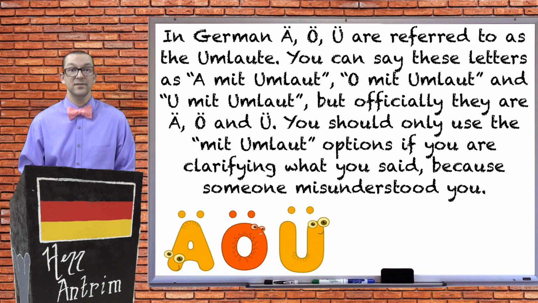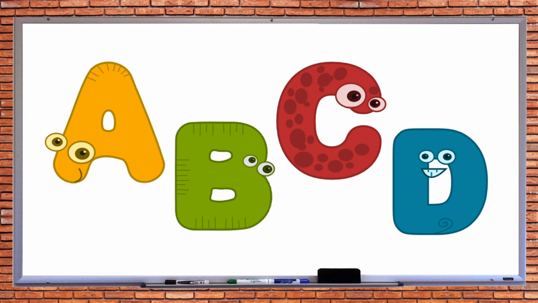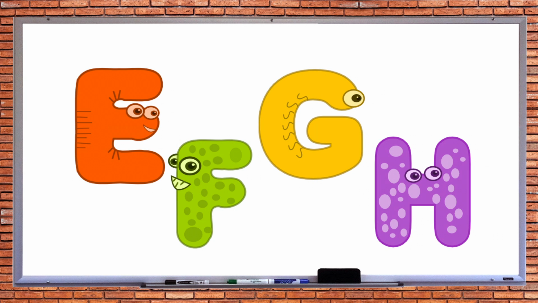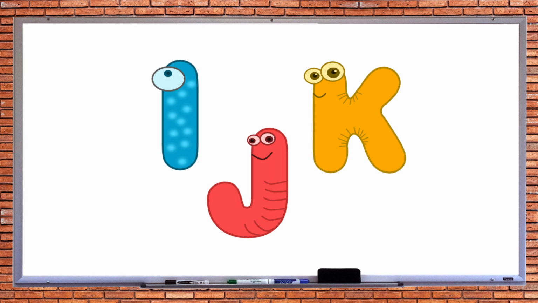In German, ä, ö, and ü are referred to as die Umlaute. You can say these letters as a mit Umlaut, o mit Umlaut, and u mit Umlaut, but officially they are ä, ö, and ü. You should only use the mit Umlaut options if you're trying to clarify what you said because someone misunderstood you. Ä, ö, ü.